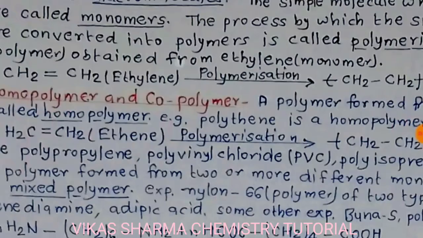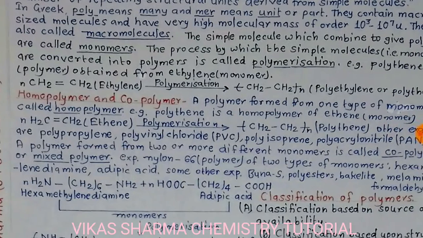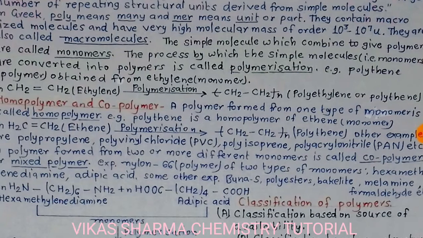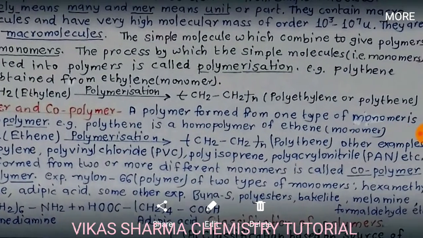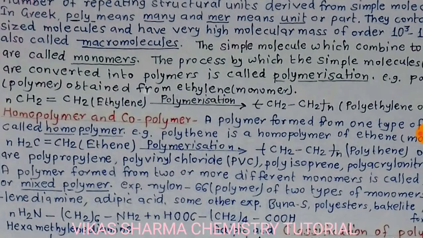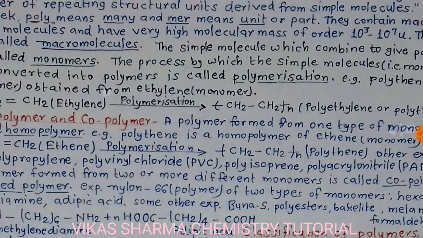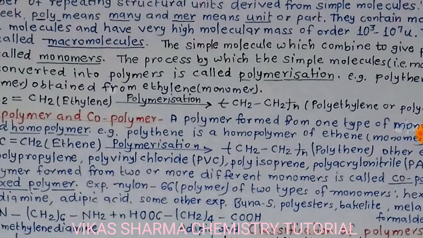Student, the next point is homopolymer and copolymer. A polymer formed from one type of monomer is called a homopolymer. Example, polythene is a homopolymer of ethene. Ethene is the monomer. Above, the reaction is shown again. Other examples of homopolymers are polypropylene, polyvinyl chloride, polyisoprene, polyacrylonitrile, etc.